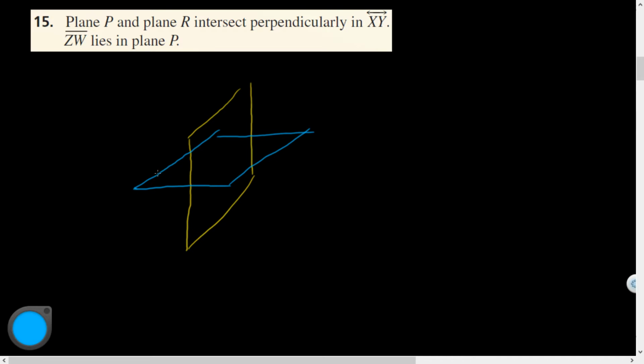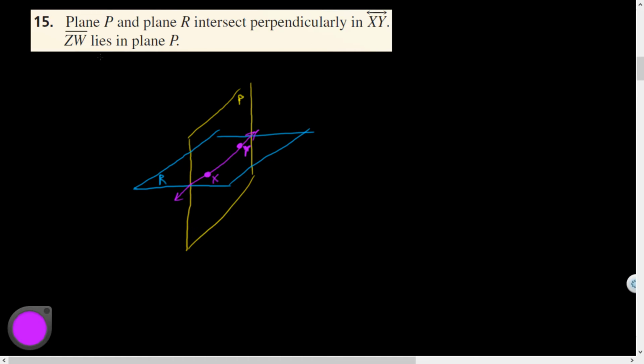We'll call this plane R. We'll call my yellow plane plane P. And the intersection between these two planes we know is going to be a line, and in this case, we are defining that line as XY. X and Y can be just anywhere along this. So let's say that's X, and this is Y.